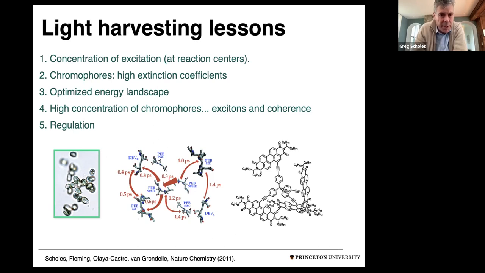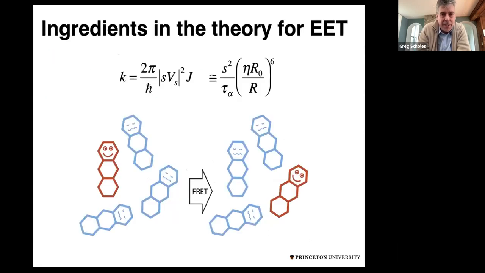And the last point is that this is all highly regulated. When the light's too bright, the excitation energy is diverted and turned into harmless heat, avoiding producing reactive oxygen species and so on, in order to regulate photosynthesis. So this is an amazing machine.